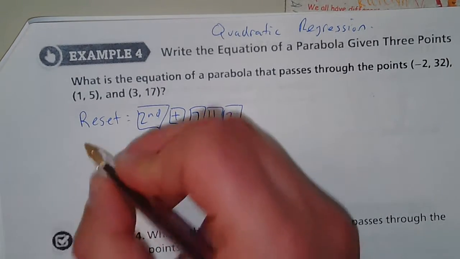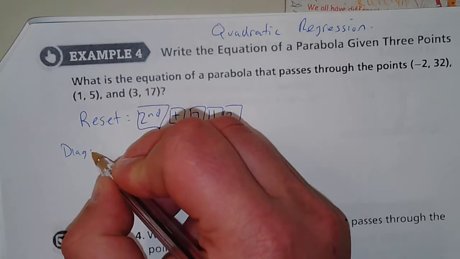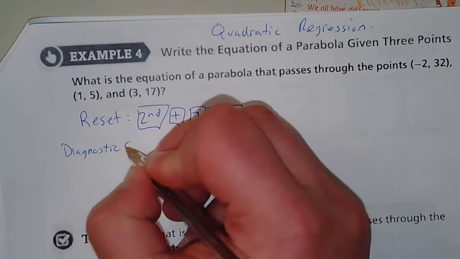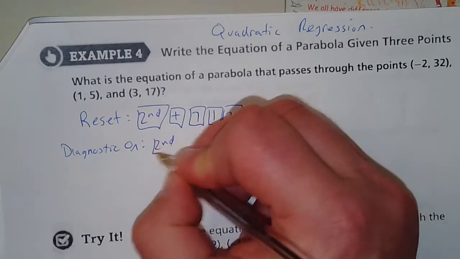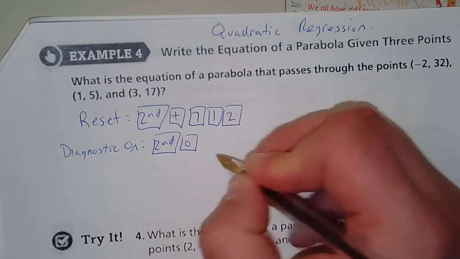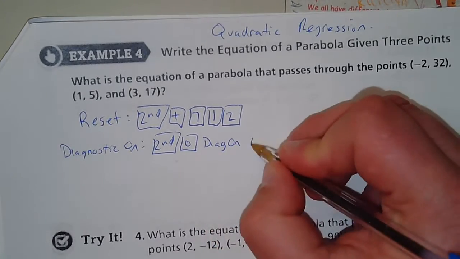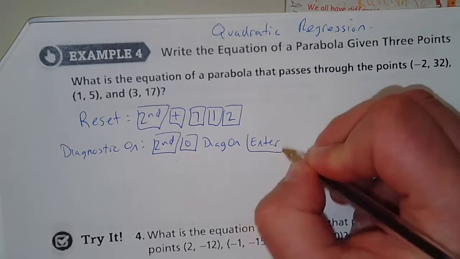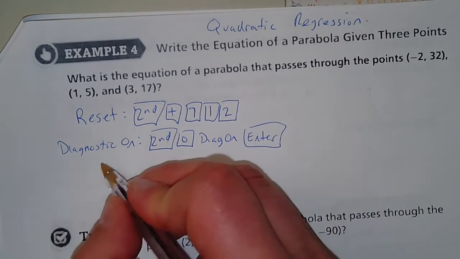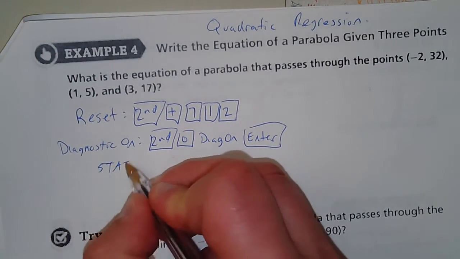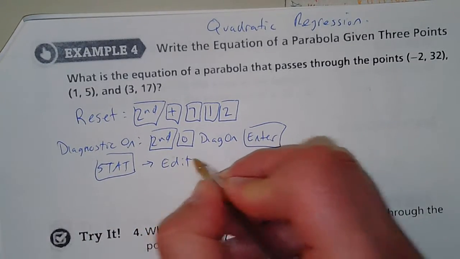The next thing we need to do is we have to turn diagnostic on. So diagnostic on. And the way you do that is second 0. Then you're going to pick the diagnostic on button and press enter. From there, we're going to press the stat key. And we're going to pick the edit option.